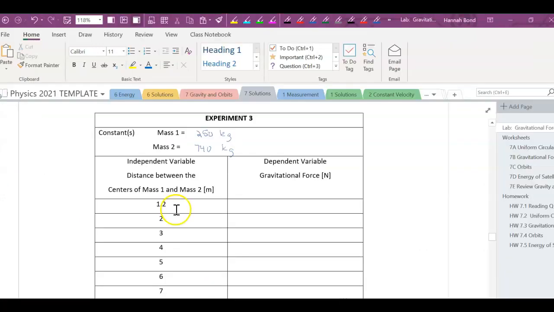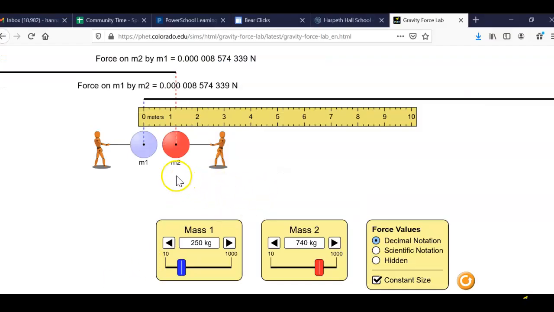So the first distance that I should use is 1.2 meters. Be careful as you choose this distance. I need to make sure that for the blue mass, mass 1, the blue dashed line is aligned with the 0 on the ruler. And then I need to make sure that the red dashed line, which is showing the position of mass 2, is set at 1.2. Don't push them as close together as you can get them, because that's not quite 1.2. We have to be very careful to get accurate distances.